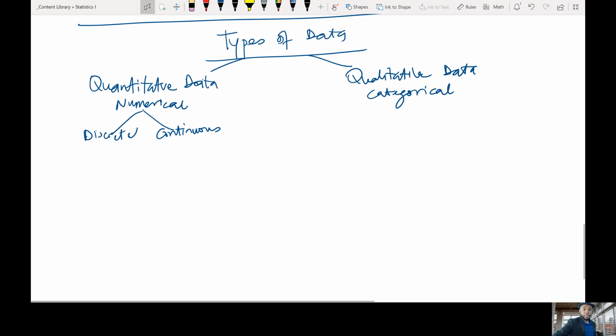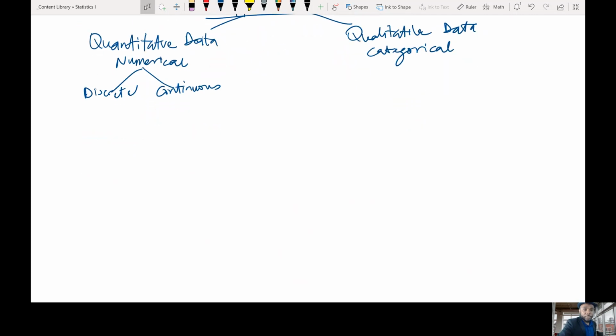Now, let's go back to population versus sample. So in our population, a characteristic of a population is what? So we have different characteristics of a population. Now, the characteristic of a population is known as a parameter. So a parameter is a characteristic of a population. Let me write that.